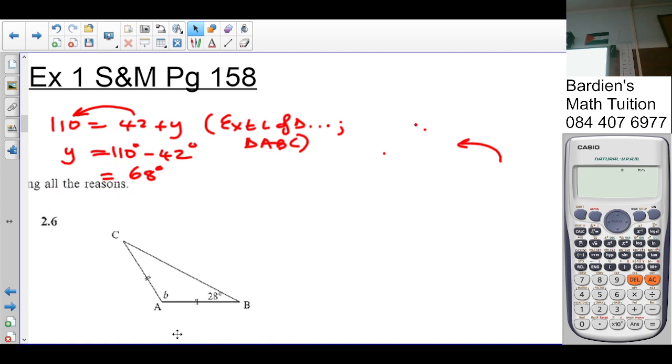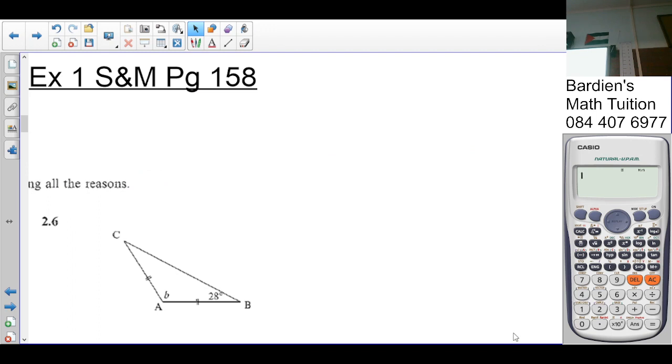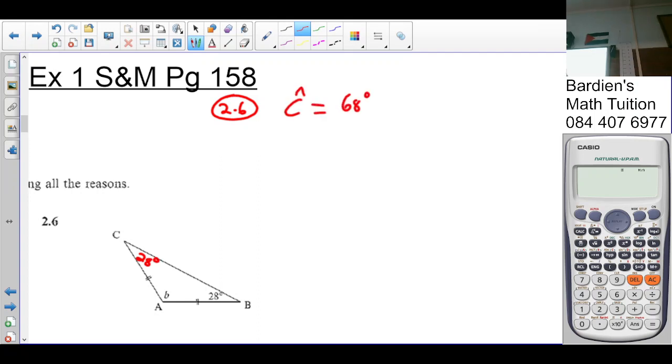I know 2.6 is not next, but since it's cut like that, just do 2.6 first. So in 2.6, are you going to solve for B? Angle C is 28 degrees, yes. Why? Angles opposite equal sides. Okay.